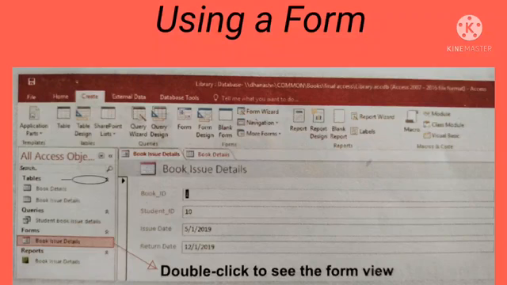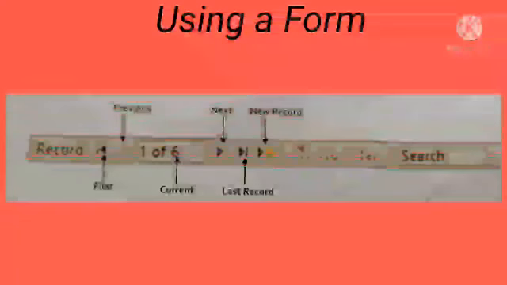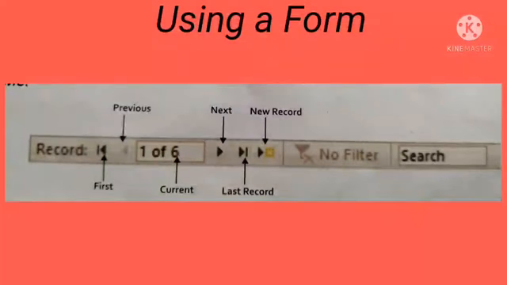To open the form in the form view, double click on the form name in the navigation pane. To view the records in a table, click on the next button on the form. And if you want to add a new record, click on the new record button on the form and enter the data.